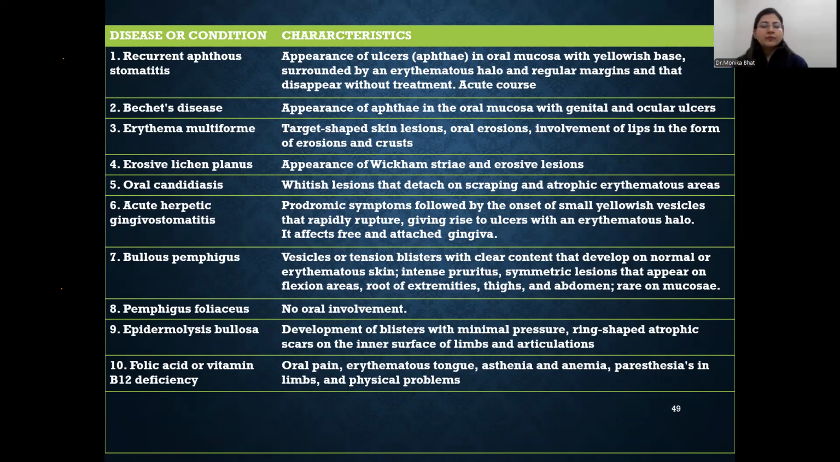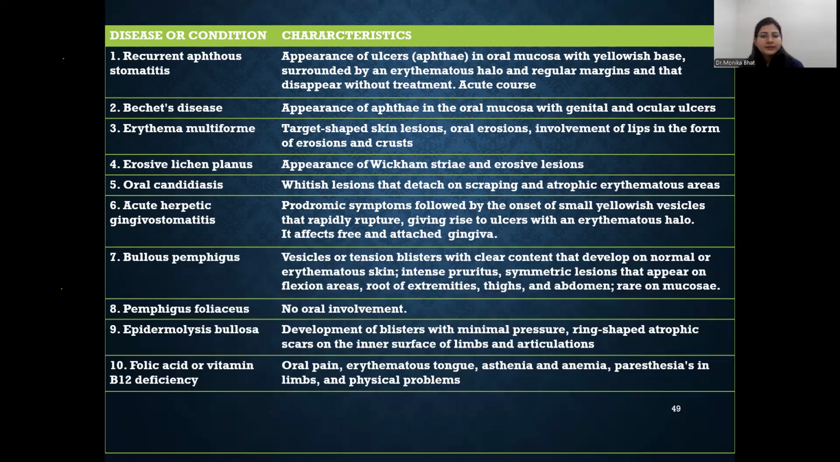Behcet's disease, where there should be involvement of the lesions more than 3 times in a year with the triad of oral, genital, and ocular ulcers. Then we have erythema multiforme. These are target lesions, and a characteristic feature is crusting involving the lips. Bleeding is there in the oral mucosa. Then erosive lichen planus, where Wickham's striae are present. Oral candidiasis, where whitish patches or plaques will be there.